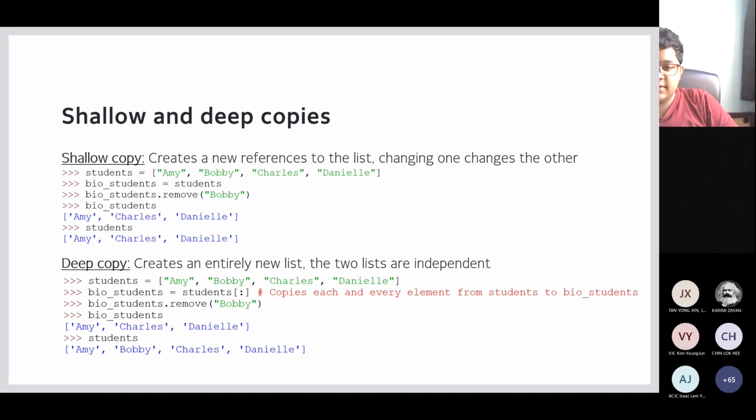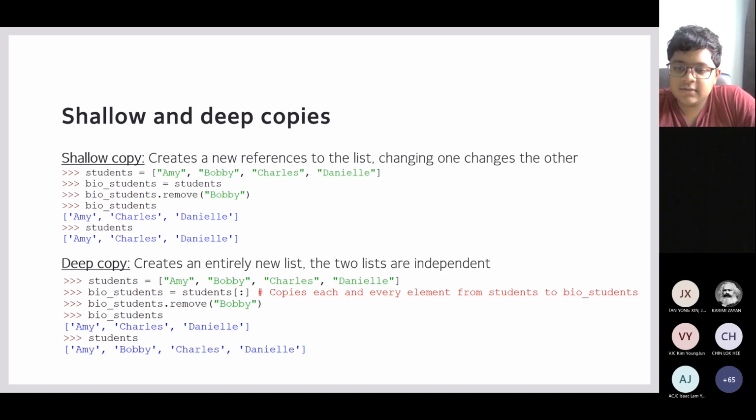Shallow copies are essentially where you create a duplicate reference pointing towards the same value. An example of this is if I were to do bio students equals students. What this essentially does is it stores the location in memory of this list that's already stored in students. It also stores it into bio students. So then if I were to remove Bobby from the bio students, then it will also remove it from this entire object, which means that it will also remove it from students. If that makes any sense.